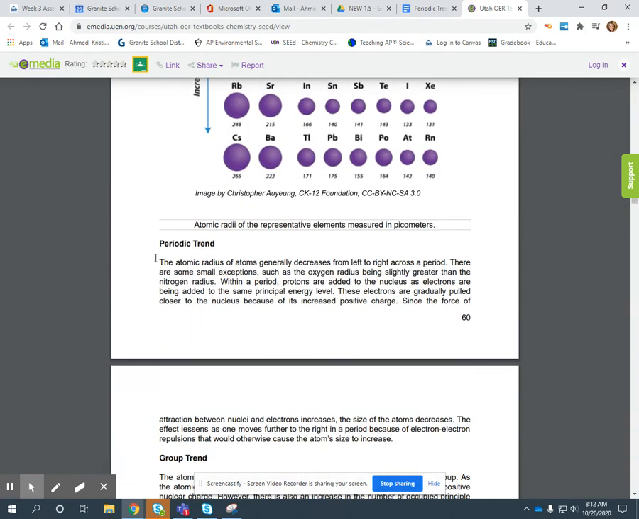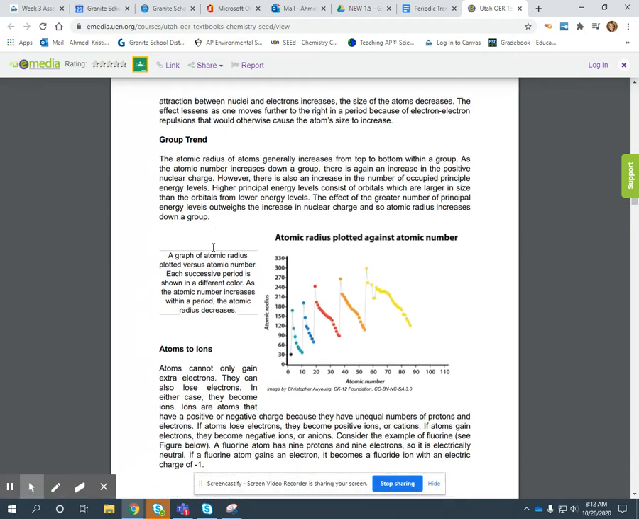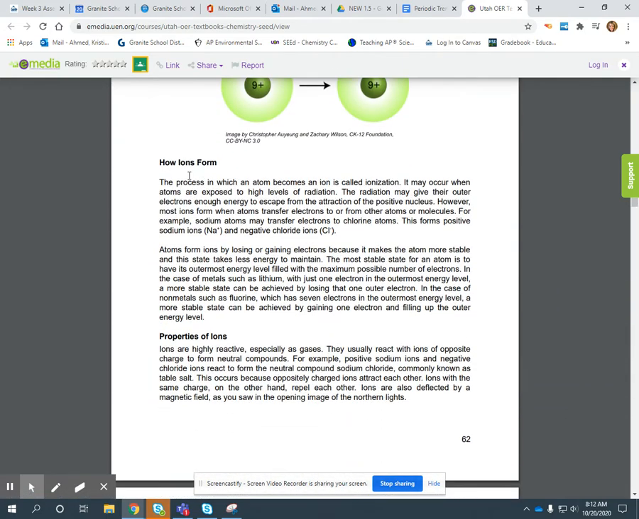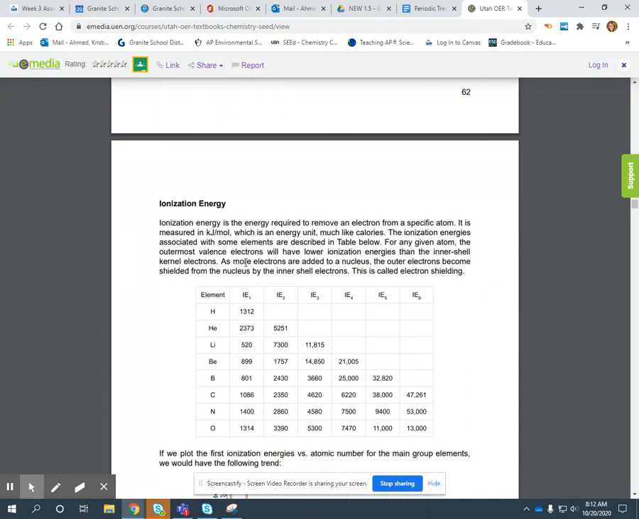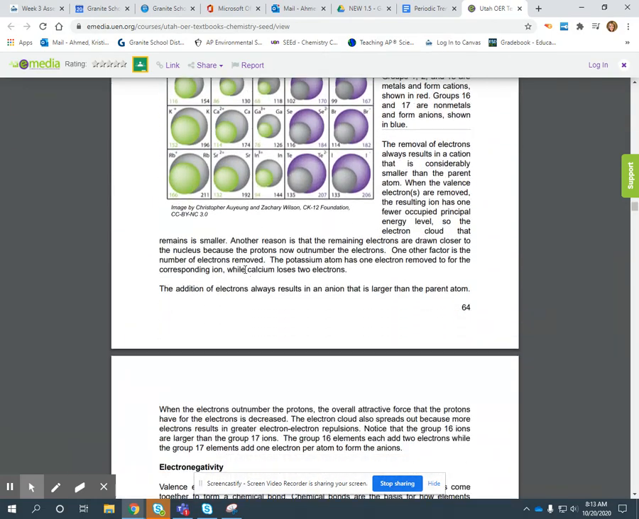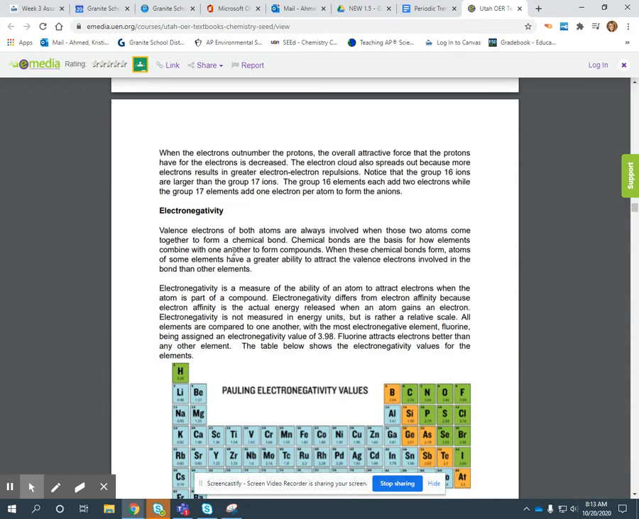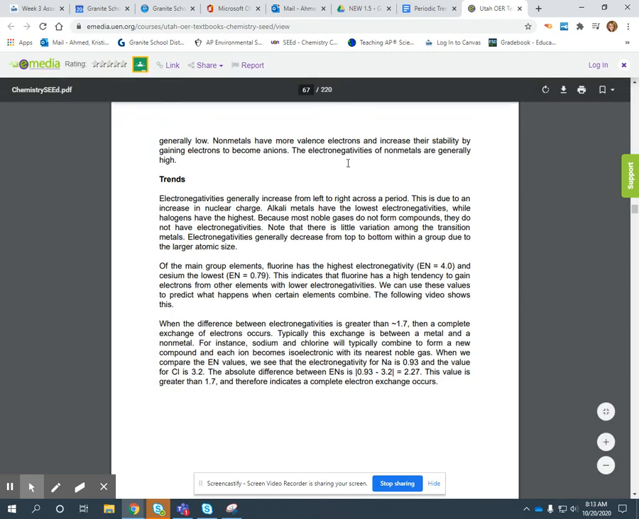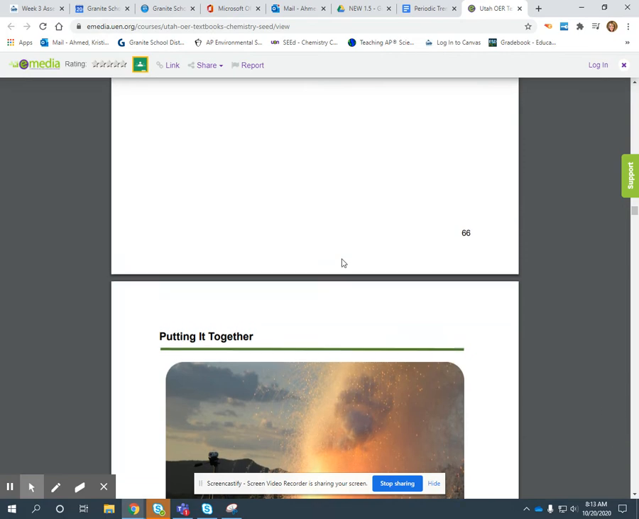You're going to read through the section that talks about periodic trends, group trends, ions, how ions form, ionization energy, ionic radius, electronegativity, and a summary of the trends. So that's pages 59 through 68 that have this information about the trends.